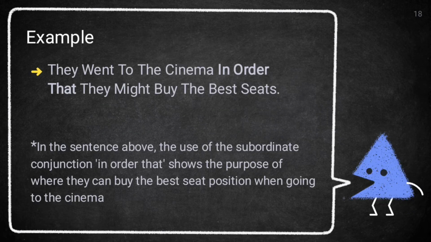For example, they went to the cinema in order that they might buy the best seats. In the sentence above, the use of the subordinate conjunction in order that shows the purpose of where they can buy the best seat position when going to the cinema.